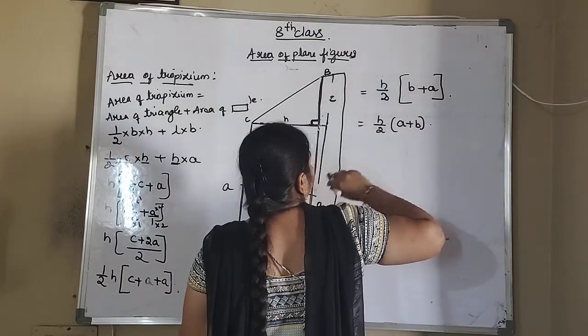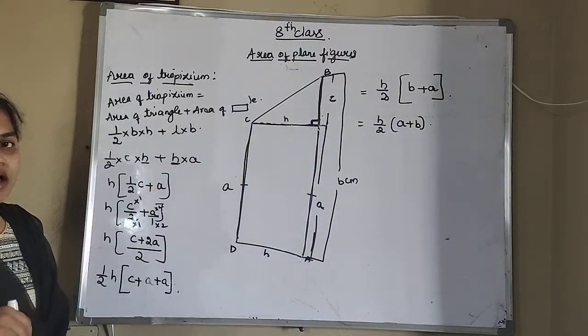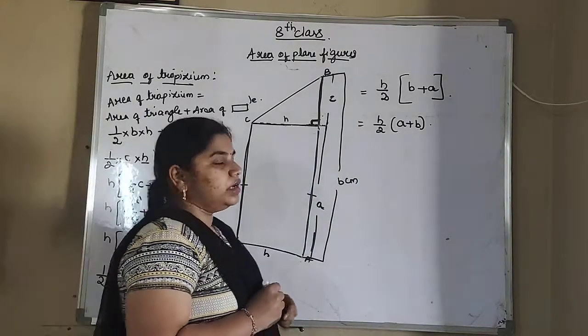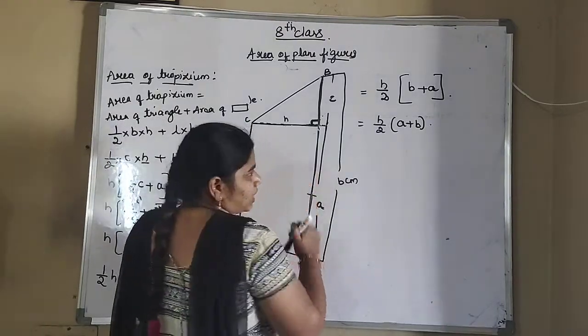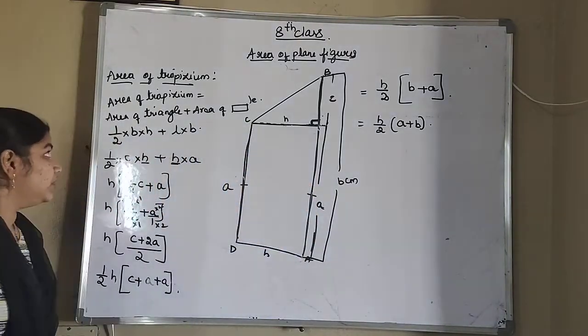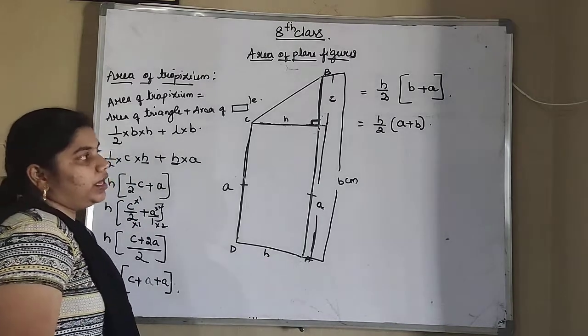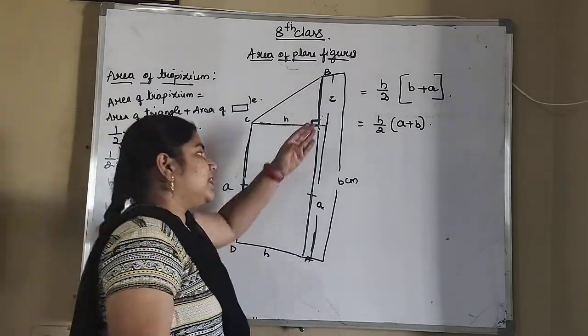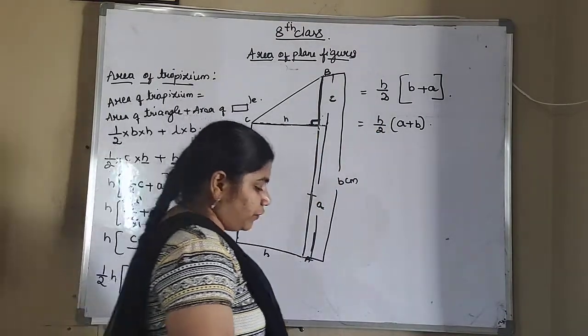So what is our formula? That is H by 2 into A plus B. That is half into height into sum of two parallel sides, these two parallel sides. Okay. So this is our area of a trapezium formula. So what is area of a trapezium? Half into height into A plus B, or you can write as H by 2 into A plus B. Okay. So this is our area of a trapezium.